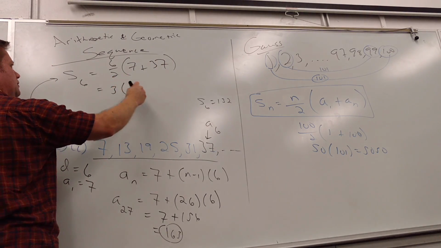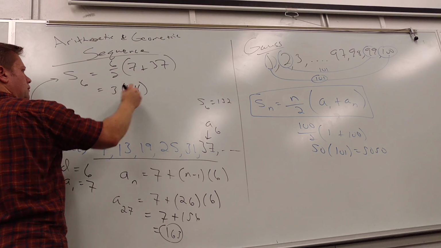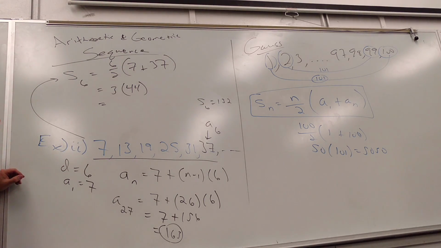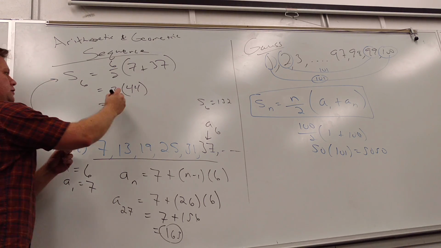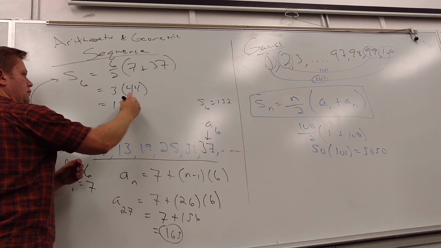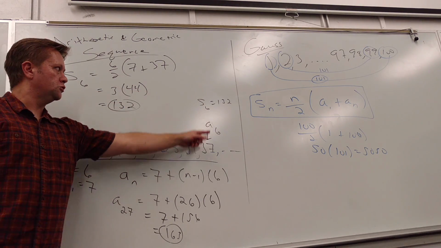So this will be 3 times 44, which is 132, right? Because you have to carry the 1 from the 3 times 4. Oh, okay, I see what you mean. 132. So if you add them up, you do get the same answer.